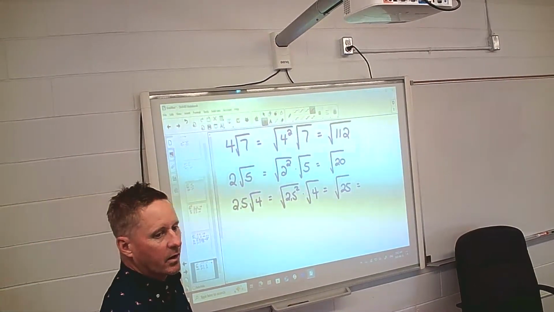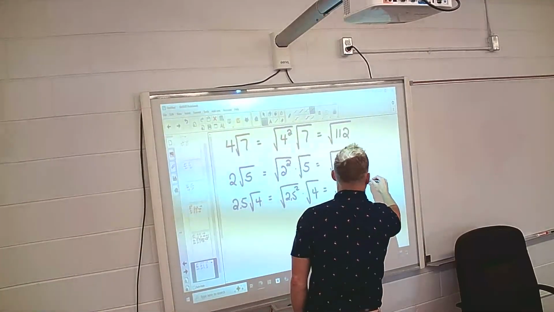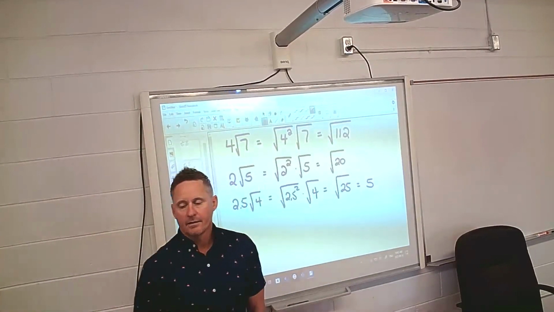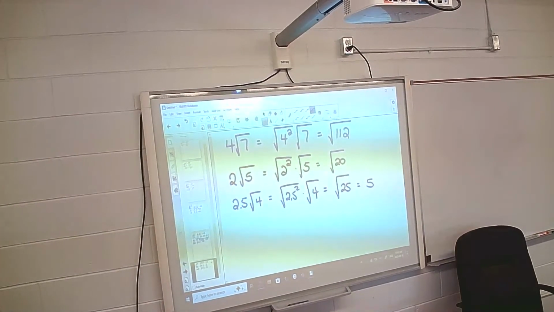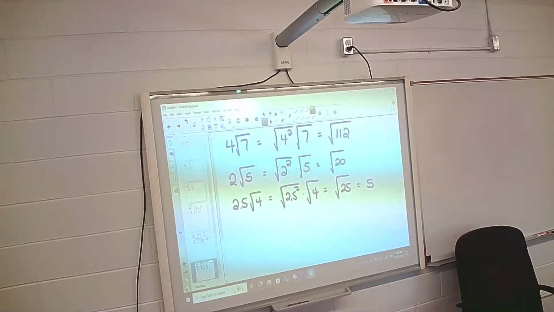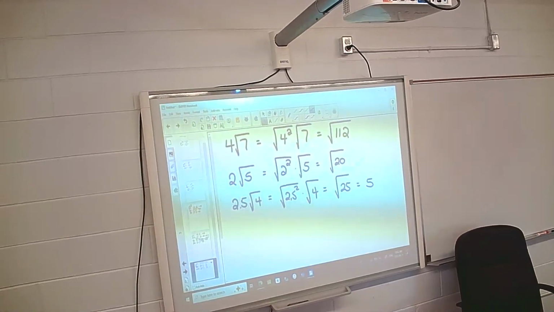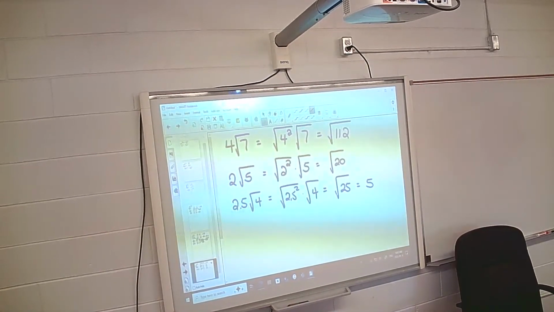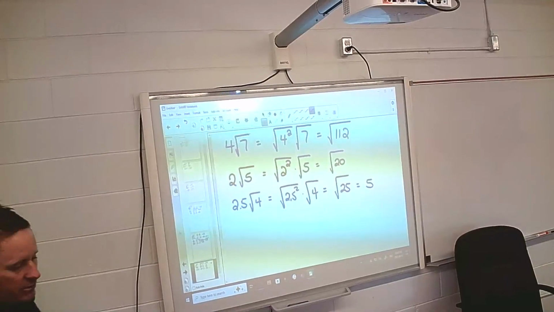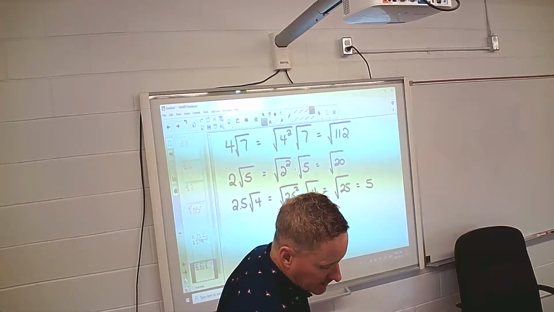And what is the square root of 25? 5. So we got to that. That is considered an entire radical. Even though there's no radical sign there, there's no square root sign, it is still an entire radical. Okay? All right, so that one was a bit tricky, they tried to trick you there. All right, let's look at this one now.